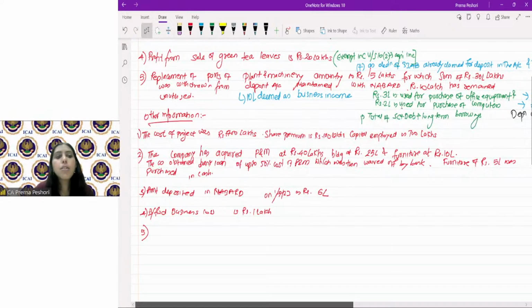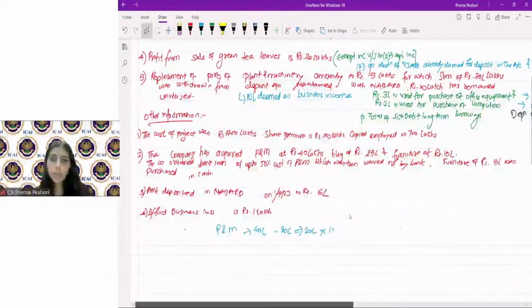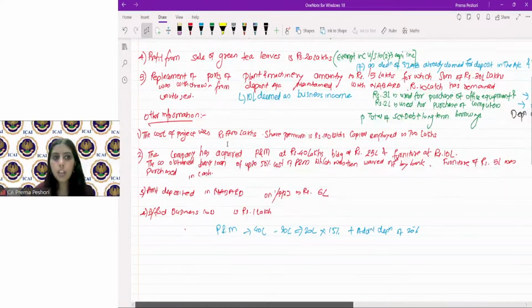So on the plant and machinery, the depreciation amount will be on 20 lakh, correct? Because 20 lakh is waived off, on that amount we will not consider the plant and machinery. Are we clear? Depreciation of 15% plus the additional depreciation of 20% because it's a manufacturing company.